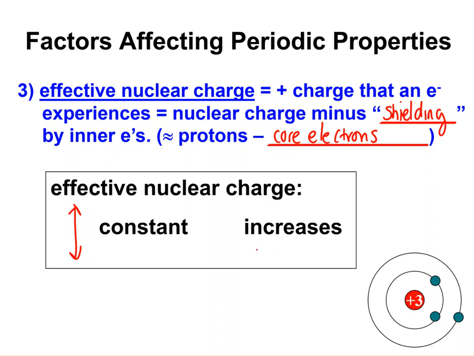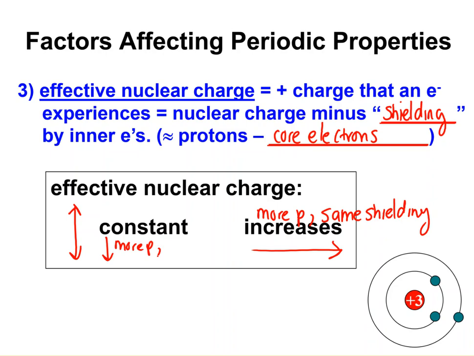Effective nuclear charge increases as you move to the right on the periodic table, because as you move to the right, you have more protons and the same amount of shielding. That's because as you move to the right on the periodic table, the inside levels are staying the same. Let's go ahead and add to this. Constant up and down, because, let's just say down, you have more protons, but also more shielding.